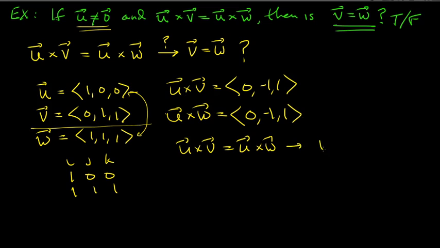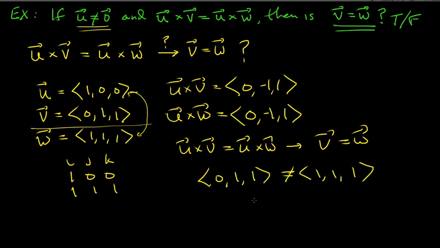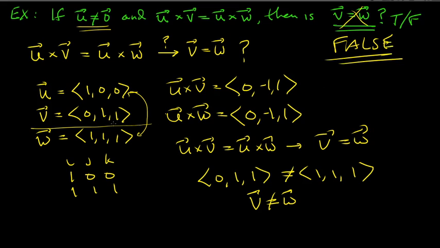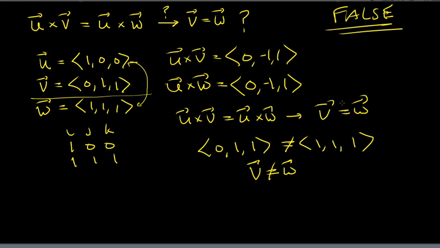So can we say that v is equal to w? Well, no, not in this case. This is the vector 0, 1, 1. That's not the same as the vector 1, 1, 1. So v is not equal to w. So clearly, the answer is no. This is false. And again, maybe I got lucky, because in other cases, if you just make up 3 random vectors, it's possible that this will be true, but not in this case.